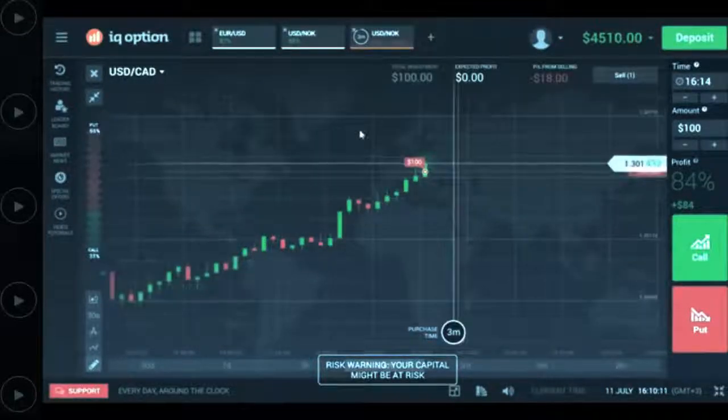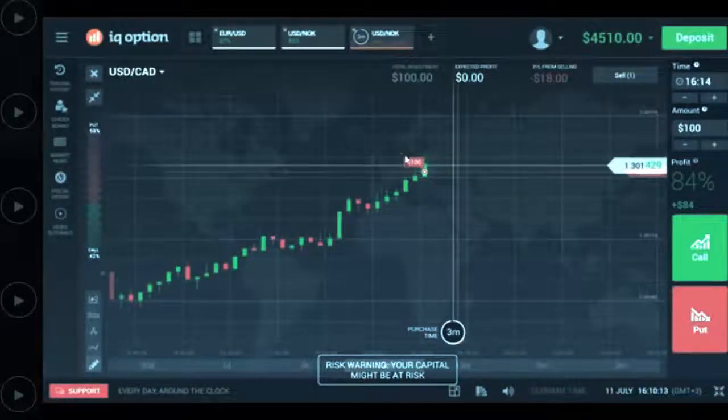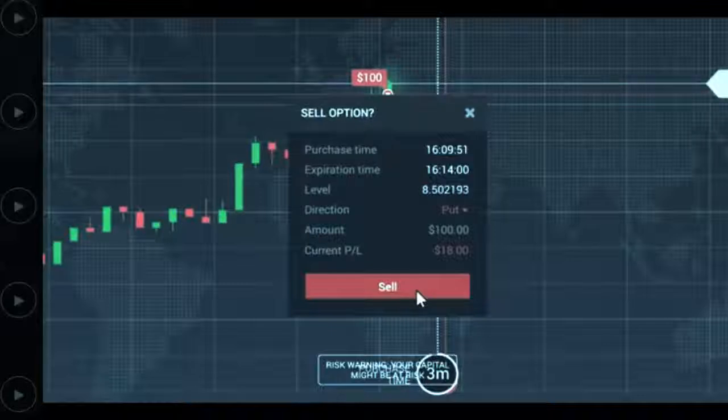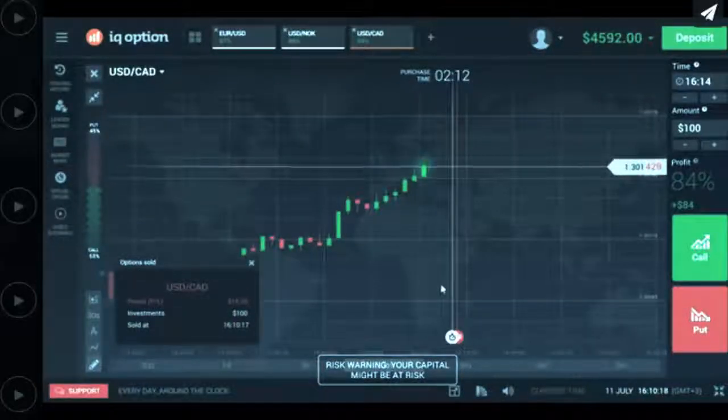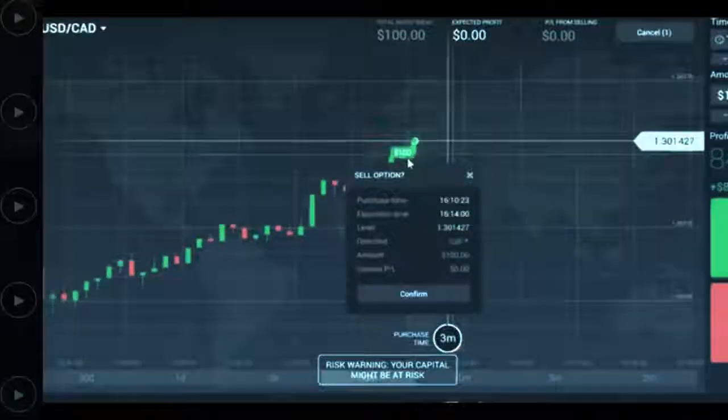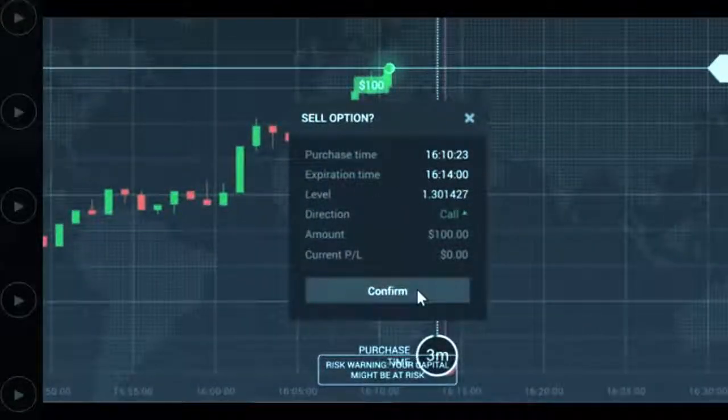If you have opened an unprofitable deal, you can sell the option in advance and return a portion of your investment. If the asset value remains unchanged after deal closing, then you are able to cancel the deal during the first 3 seconds and return 100% of your investment.